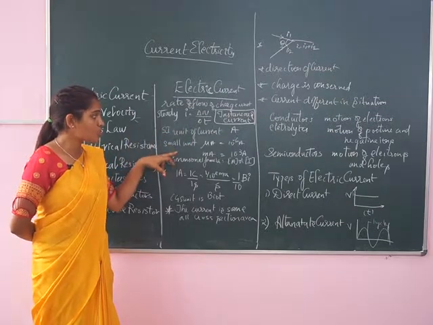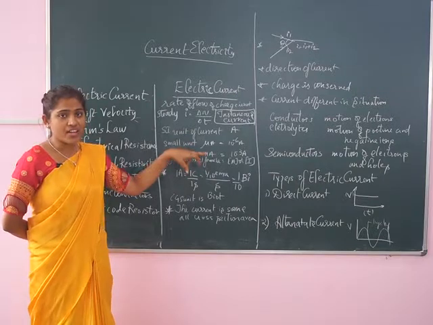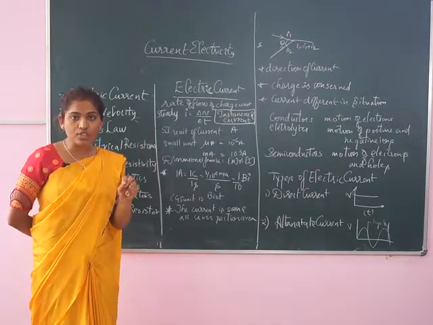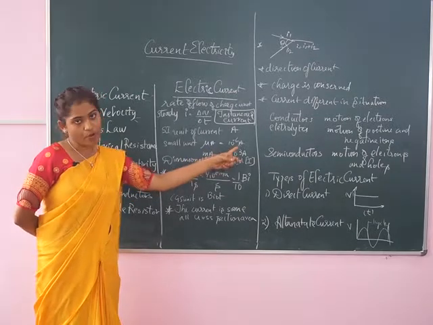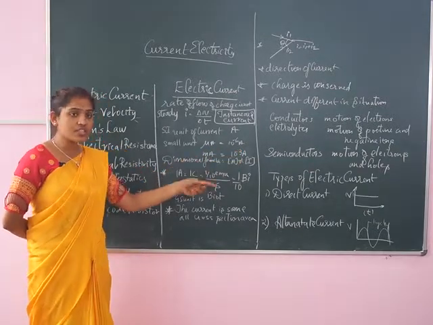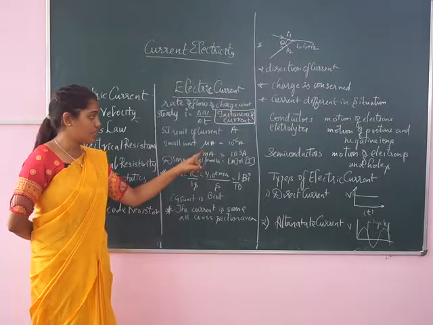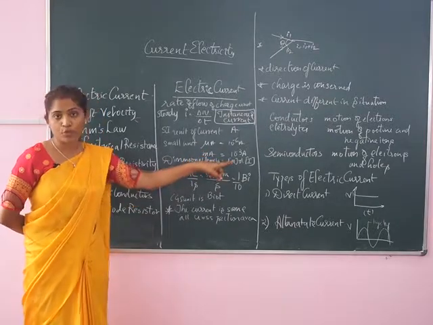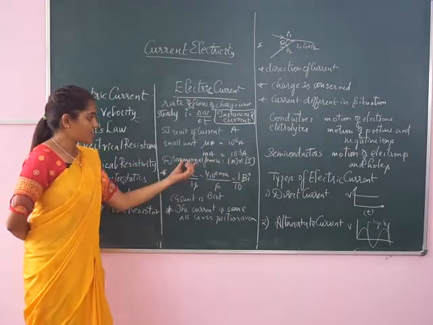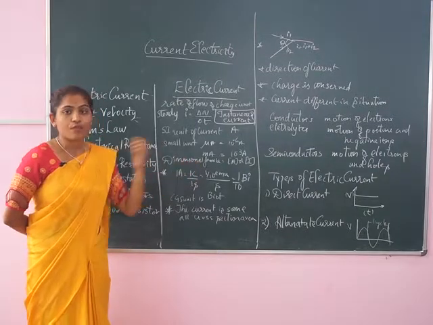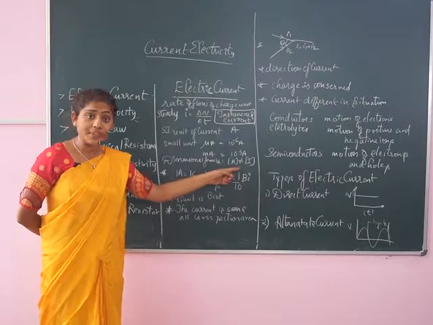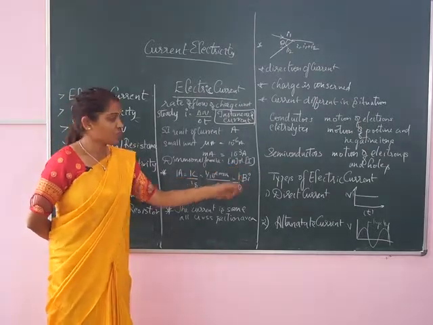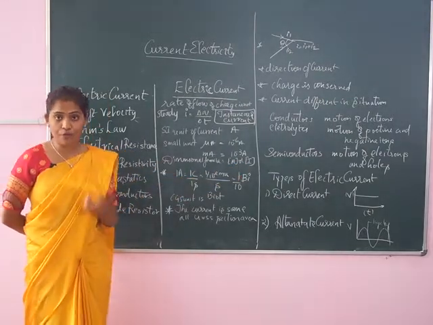The smaller units are used where current can be measured in small terms: the microampere, 10 to the power of -6, and the milliampere, where milli is 10 to the power of -3. Next, the dimensional formula for current is represented by A, or we can even represent it by I. So this is the dimensional formula of current.